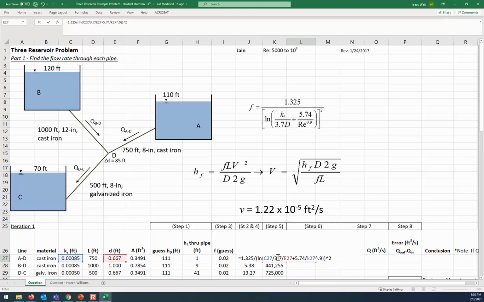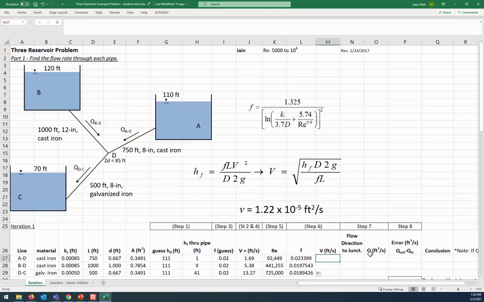Okay, so are you with me? Are there any questions? We've set up the Jane equation, and we're going to have an improved guess of the F value for all three of these pipes. Okay. Now, we can do this one again.